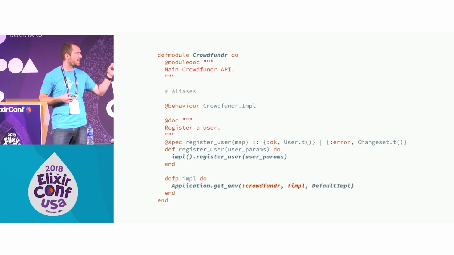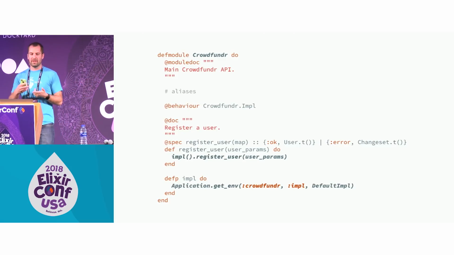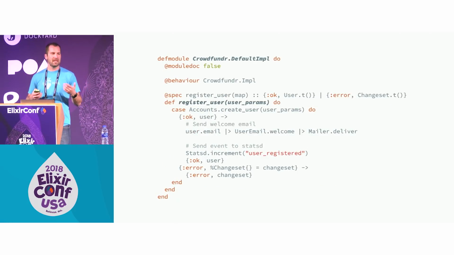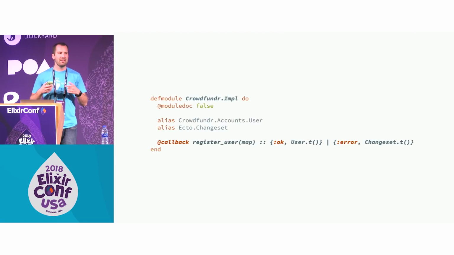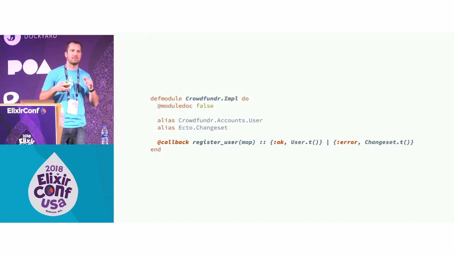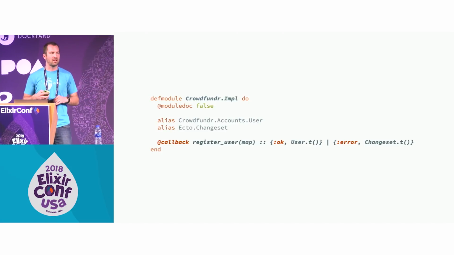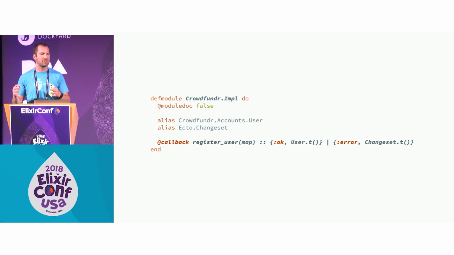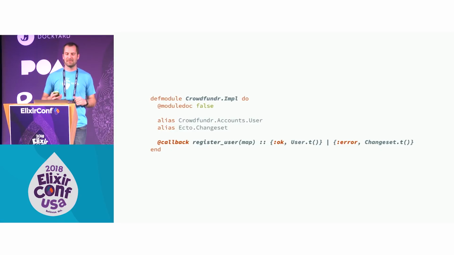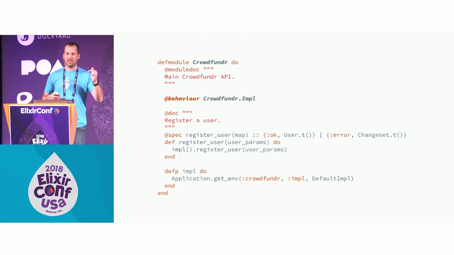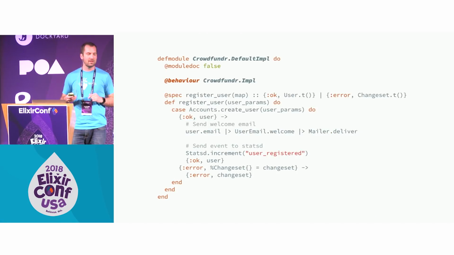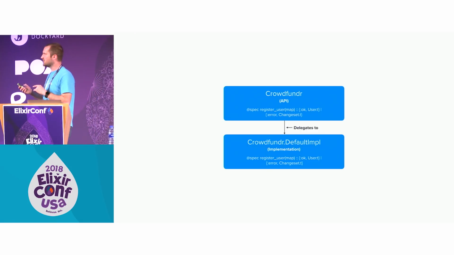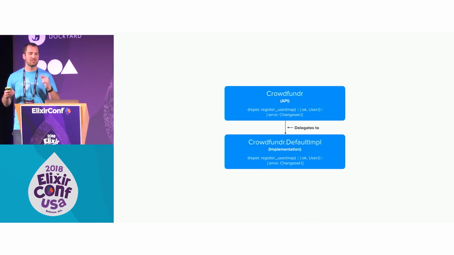So this is what it looks like. Our public API becomes: we look up the current implementation and then call register user on whatever that is. And then we have a default implementation that contains the logic for registering a user. And then there's this third module. This is a behavior, and this is the secret sauce that makes it better than the previous version where we were just calling a private function. What this says is, here are all the functions and the parameters and the return types that you need to return to build a Crowdfundr implementation, and that keeps everything in sync. So our public API implements this behavior, and same with our default implementation, and that keeps things from drifting, and this is cool. So here it is visually, where the API delegates to the implementation, and then the behavior keeps these things in sync.